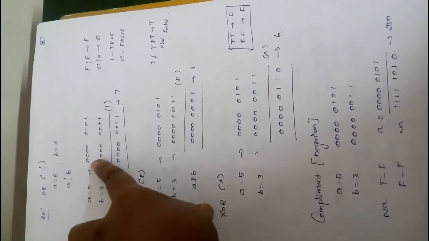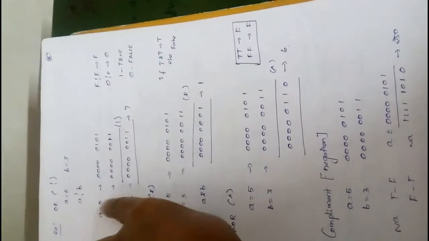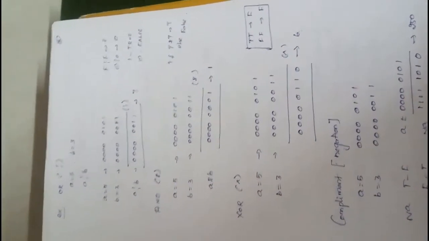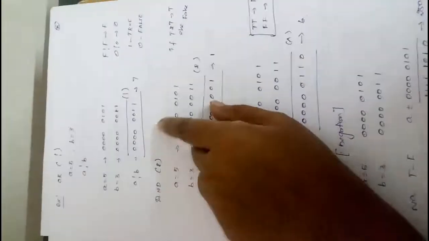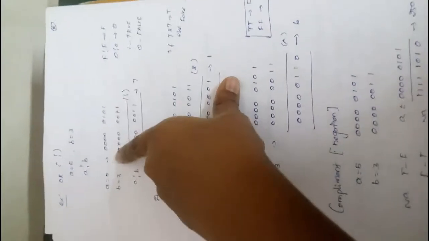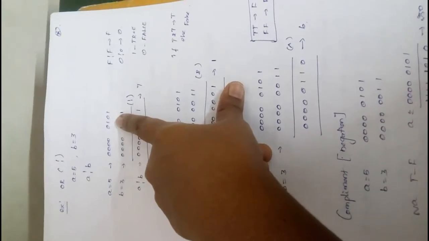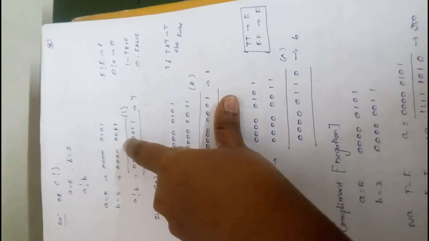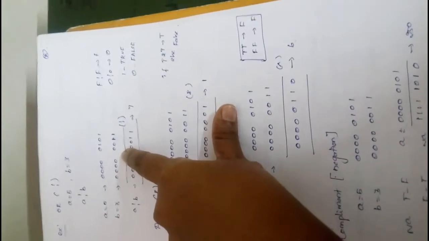So A equal to 5, that means the binary number of A is in 8 bits. I have mentioned here the binary number of A, 5, in 8 bits, right? Just take 5 divided by 2 and perform that operation, then it will come out. Okay, so 0 0 0 0 0 1 0 1. This is the 8-bit number for the value 5, which is stored in the variable A. Then B equal to 3. This is the 8-bit number for the variable B of the value 3.